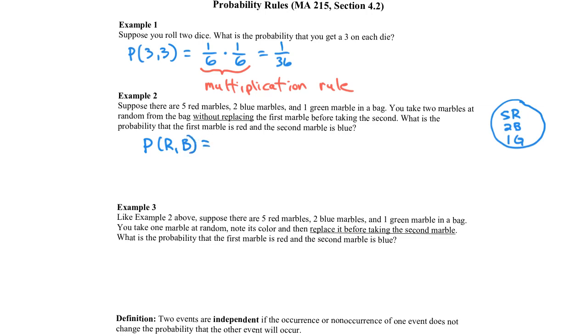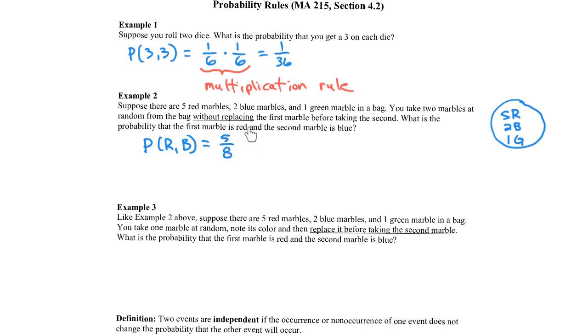Okay, so think about this. We're going to pick the first marble. There's 5 red, 2 blue, and 1 green, right? So if we just pick a marble, what's the probability we're going to pick a red marble out of here? Well, there's 5 red marbles, and there's 8 marbles altogether, right? Yeah, 8 altogether. 5 of them are red, so the probability we pick a red marble is 5 out of 8.